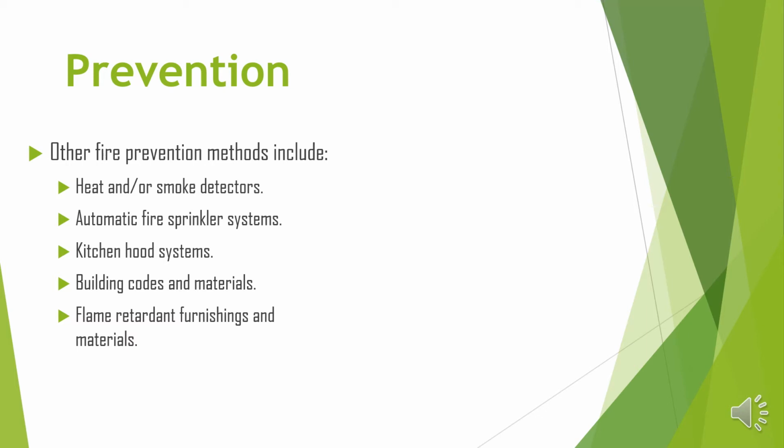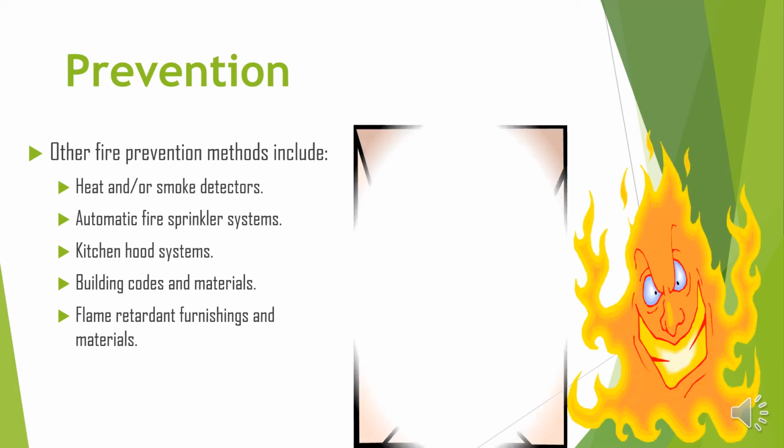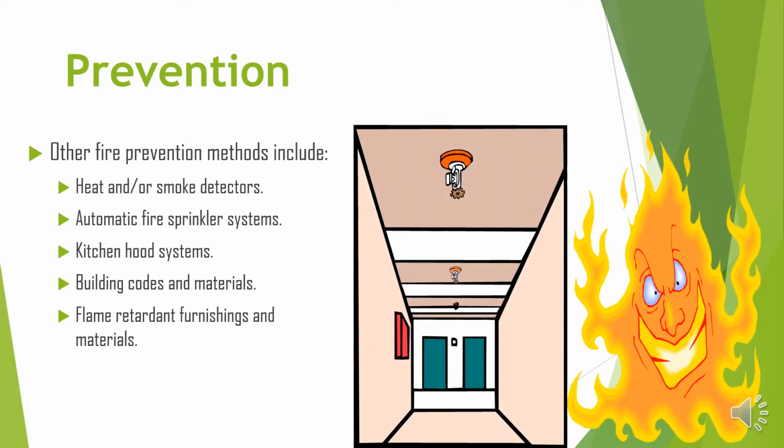Automatic fire sprinkler system should be working and in good condition, so it automatically starts to stop the fire. Kitchen hood system, building codes and material, flame retardant furnishing and materials. So how to stop the fire through this one? As you see here in the ceiling, this is the fire suppression system. This is a sprinkler system.